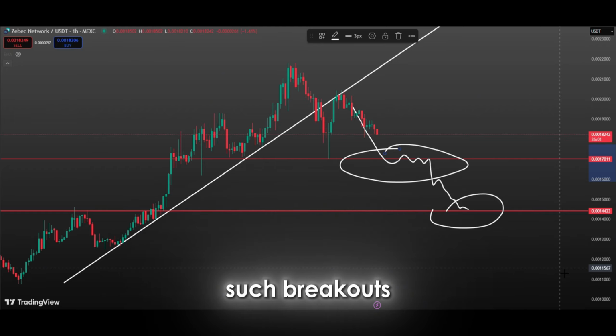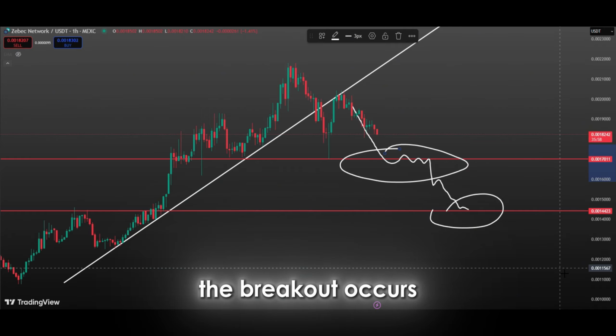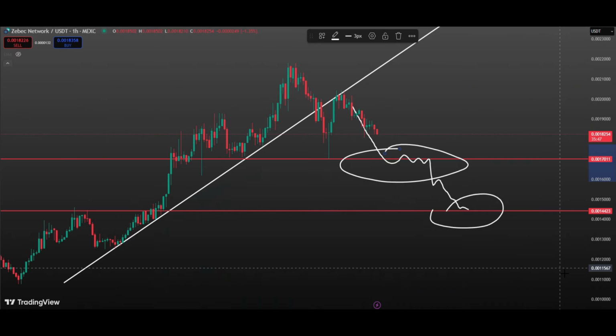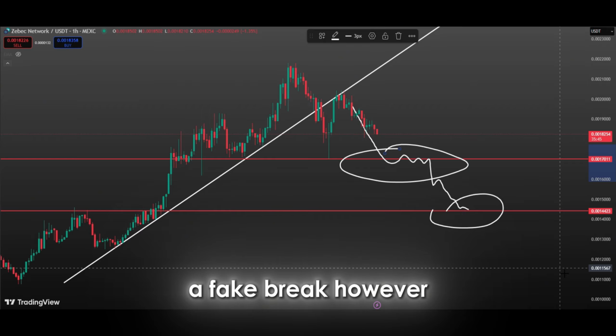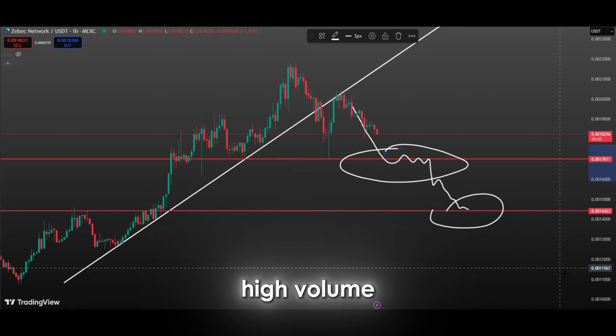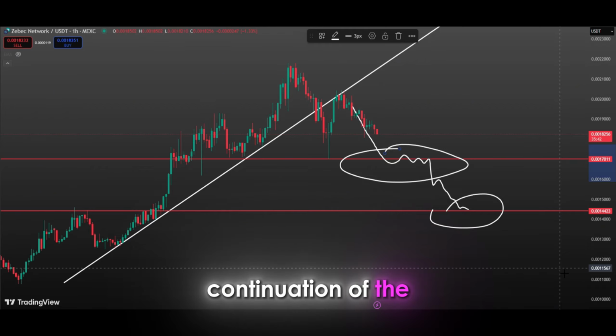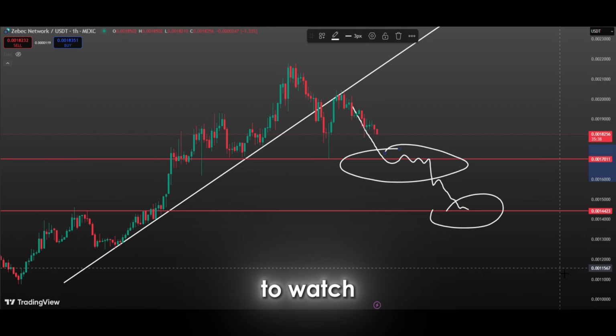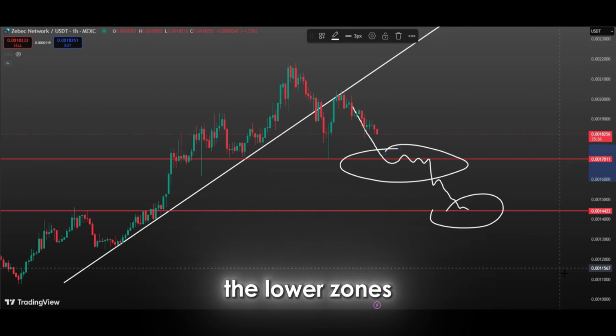In addition, in such breakouts, it is not only important that the line is broken, but also how the breakout occurs. In other words, if the breakout occurs on volume, strong and decisive, it is considered a much more reliable technical signal. If the price breaks below this line on low volume or weak candlestick patterns, it could be a fake break. However, if a hard break comes on high volume, then the probability of a continuation of the downward movement becomes stronger. In this case, the next area to watch technically is the support levels in the lower zones.